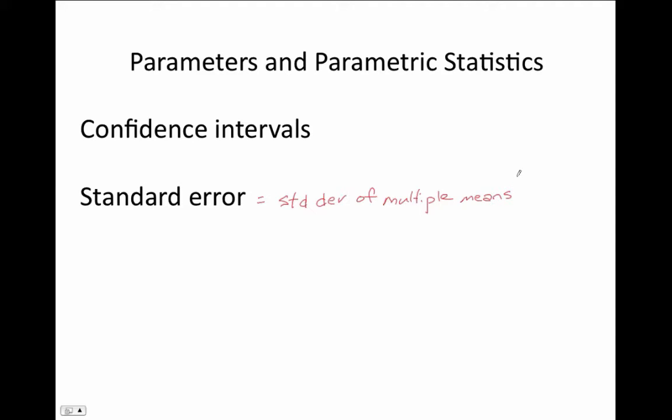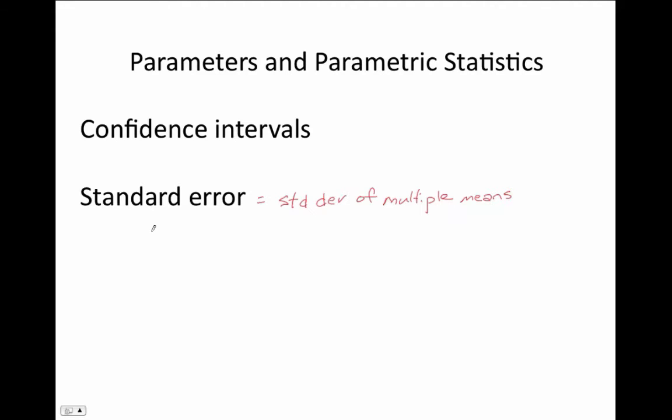So for example, let's suppose that I have a large population of those fish. I take a sample of 5 fish and I calculate the mean. I then throw those fish back and I take another sample of 5 fish and calculate the mean. And I do this repeatedly, so maybe I take a total of 10 different samples of 5 fish each. If I were to take those 10 means and treat those as my sample, I could calculate a standard deviation of those sample means, and that would approximate my standard error.